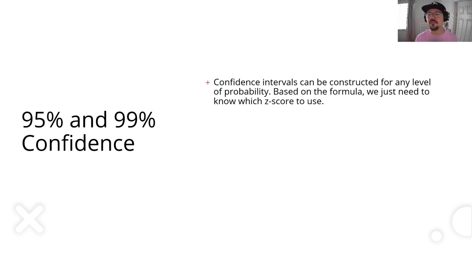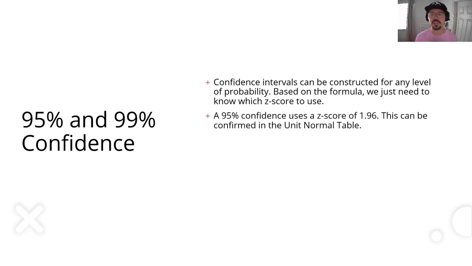So based on the confidence interval formula, we just need to know which z-score to use. A 95% confidence uses a z-score of 1.96. And this can be confirmed in the unit normal table. I'll explain what that means in just a moment. 99% confidence uses a score of 2.58. Those scores will always be the case.